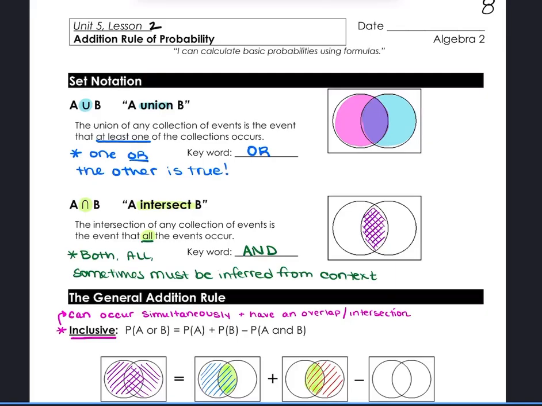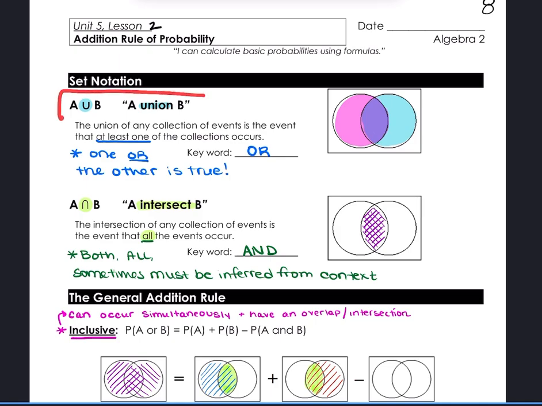Hey guys, we're going to be starting on page 8 in your probability yellow packet. This is Unit 5, Lesson 2, the addition rule of probability. We're going to start with a little bit of review of our set notations for unions and intersections. Then we're going to go a little bit deeper into the applications of that addition rule that we were discovering and working with on Thursday and Friday.